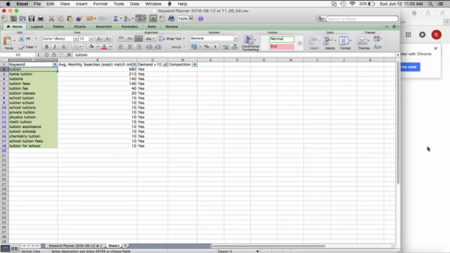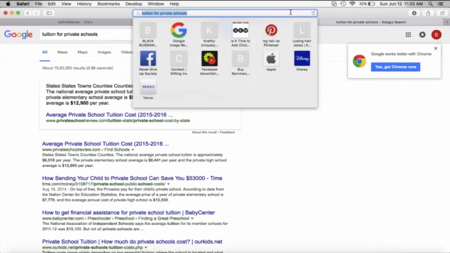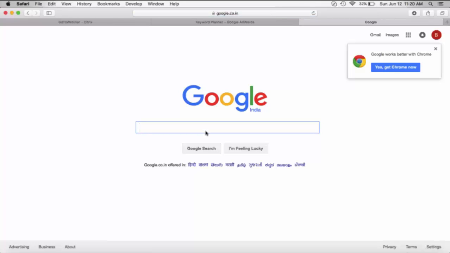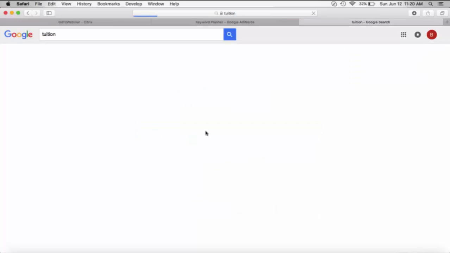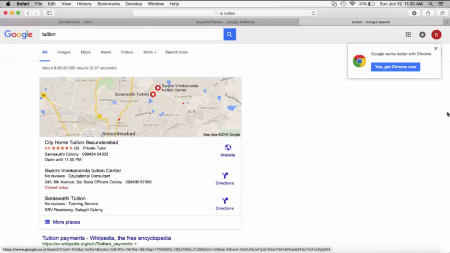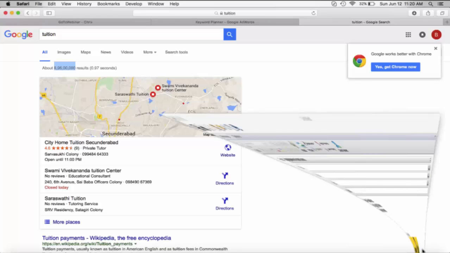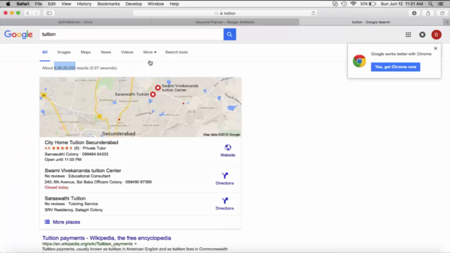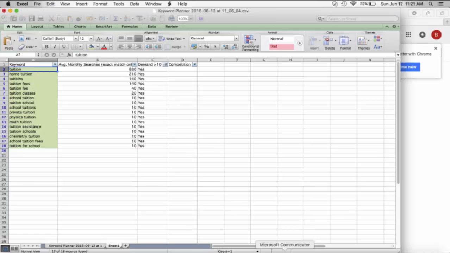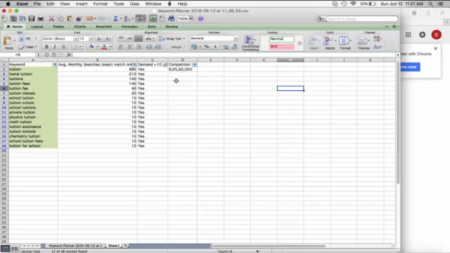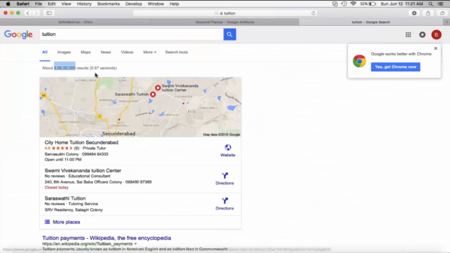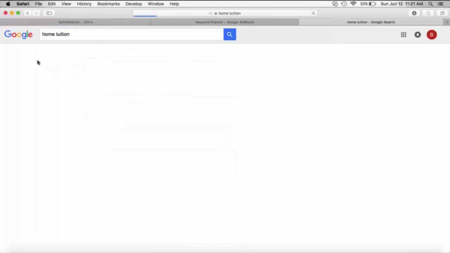Now for this keyword, the competition value. So I'm going to google.co.in. I'll type in this keyword, just tuition. Okay, and now if you look at it, this is the total count of the results. You have about 8 billion results out here. So now let me take this number and put it under competition. Similarly, for home tuition, let me understand the competition value.